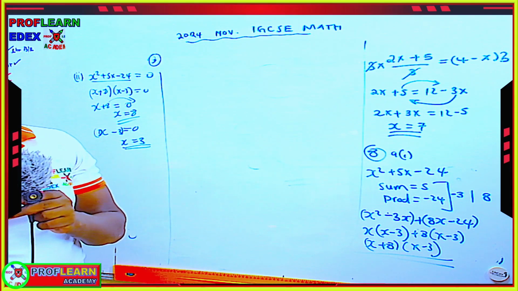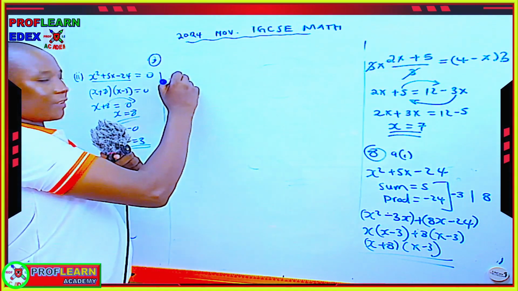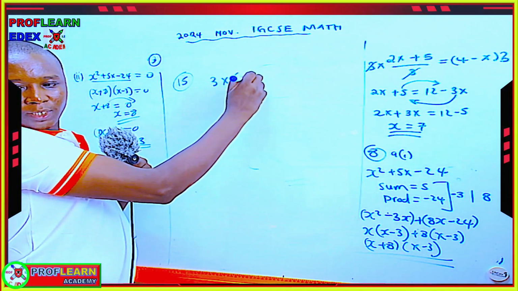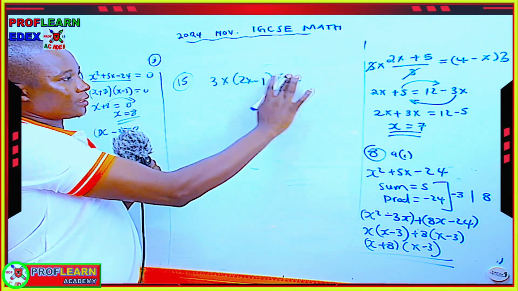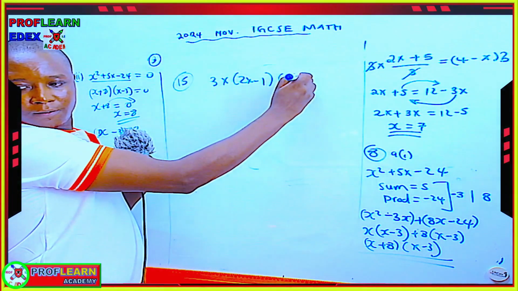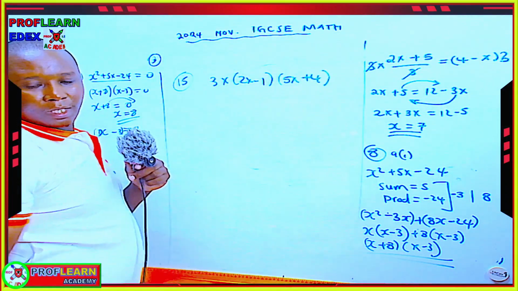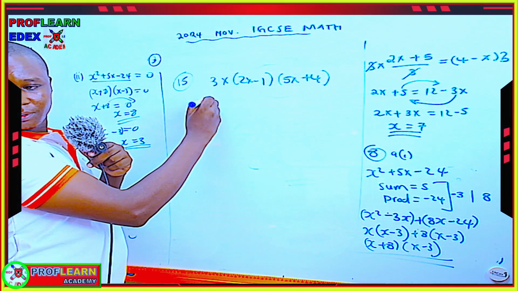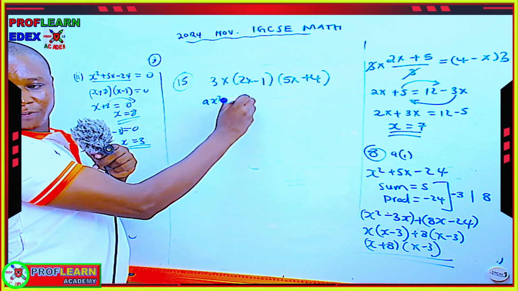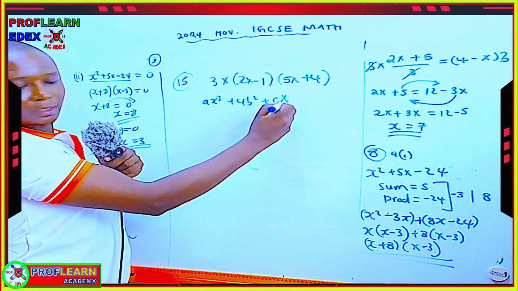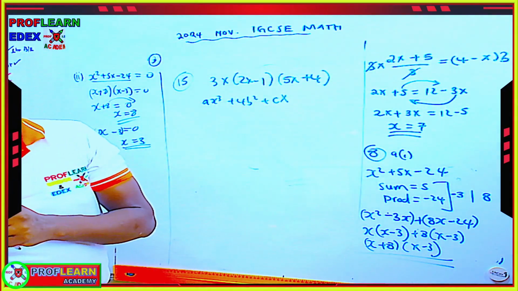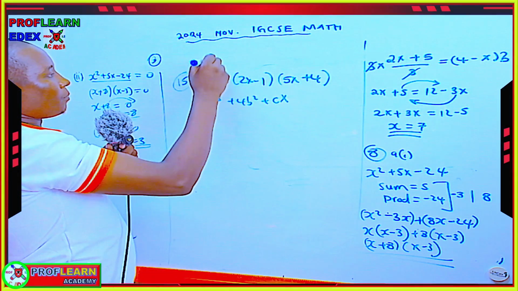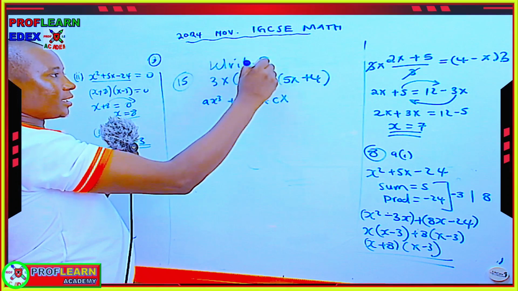Yeah, in this question, that is basically question 15, we were given 3x(2x - 1) - 5x(5x + 4). And then we were supposed to write it in the form ax^3 + bx^2 + cx, where a, b, and c are integers. So we are supposed to write this in the form.